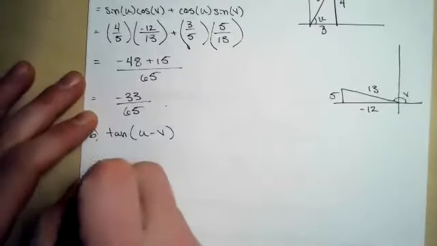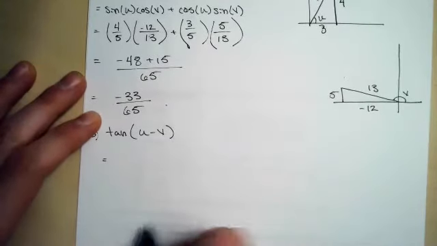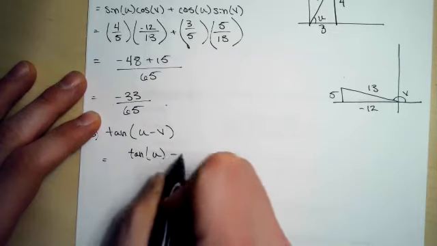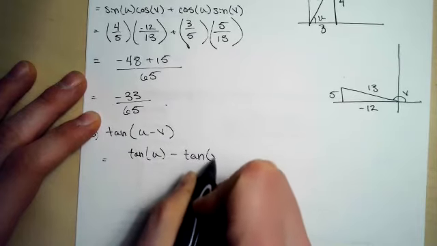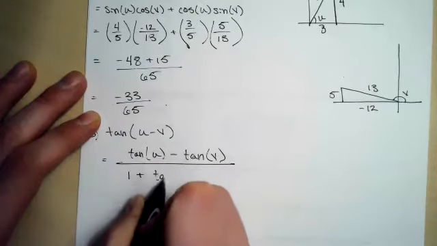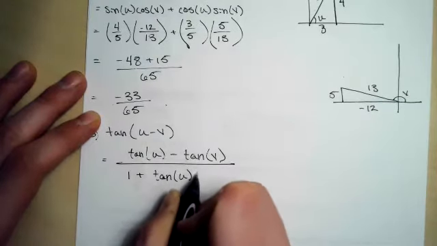We already have that information figured out. So tangent, now all we got to do is plug it in the formula. So tangent of u minus tangent of v divided by 1 plus tangent u times tangent of v.